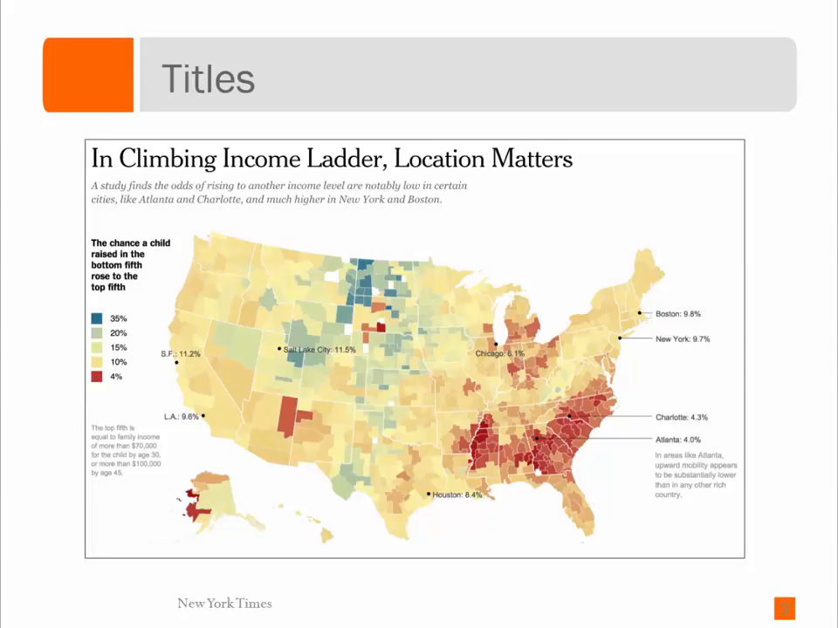Now, the next thing they say in the subtitle, and much higher in New York and Boston. Okay, so we look up at New York and Boston. We say, yes, that is true. New York has 9.7%, Boston 9.8%. They're both in that roughly 10% category. So the odds are definitely better in New York and Boston versus Charlotte and Atlanta. But there's one thing that seems to be a little funny about this.